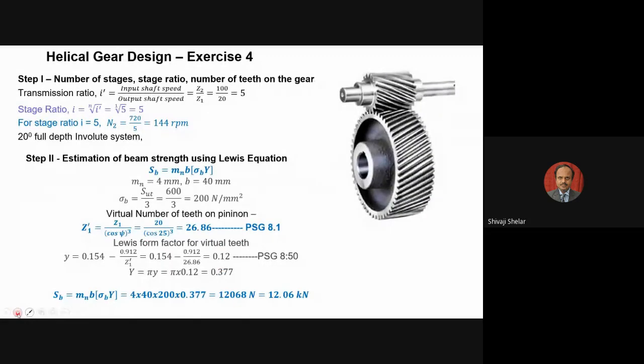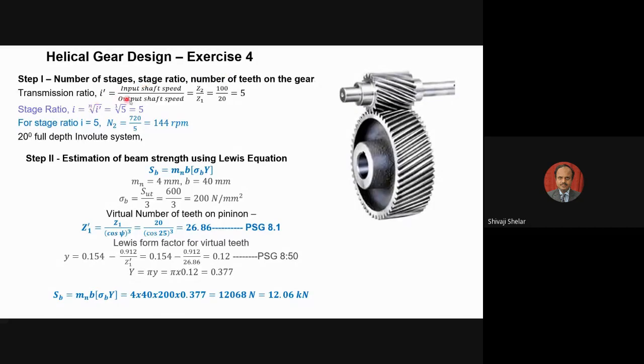Okay, so we have here a helical gear pinion and gear. Number of teeth on the helical gear pinion is 20, and number of teeth on the gear is 100. So there is a speed reduction ratio. Let's calculate the speed reduction ratio here. So first step: number of stages, stage ratio, number of teeth. Now here it is a single stage. Currently this problem is of single stage ratio. Number of stages is only one here.